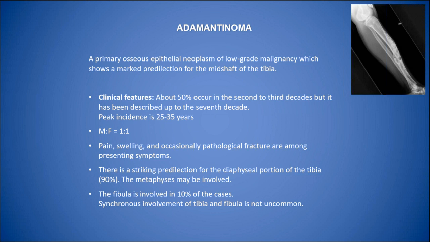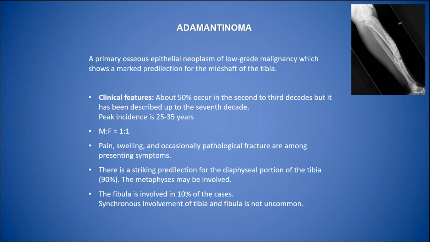The next entity we want to discuss is adamantinoma. This is a primary osseous neoplasm of low-grade malignancy, which shows a marked predilection for the mid-shaft of the tibia. It is considered to be low-grade because it's slow-growing and it doesn't really have high-grade features histologically. However, these tumors may metastasize. They have a significant metastatic potential. So that's one thing that needs to be taken into consideration.